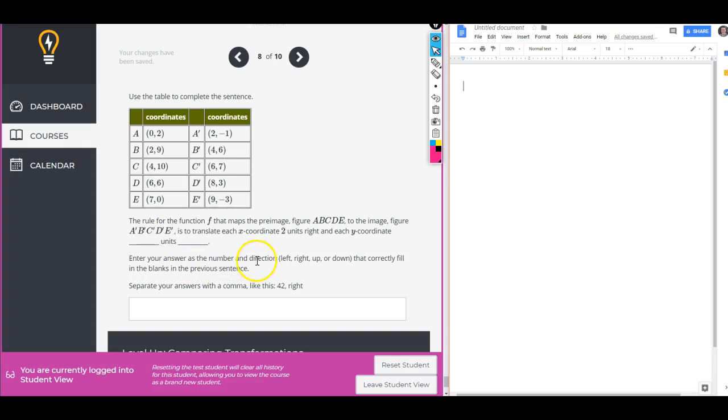Enter your answer as the number and direction, left, right, up, or down, that correctly fills in the blank in the previous sentence. Separate your answers with a comma like this, 42, comma, space, right.